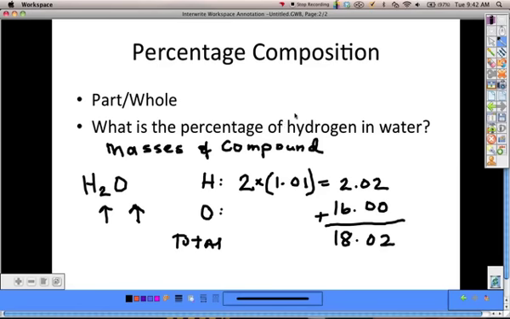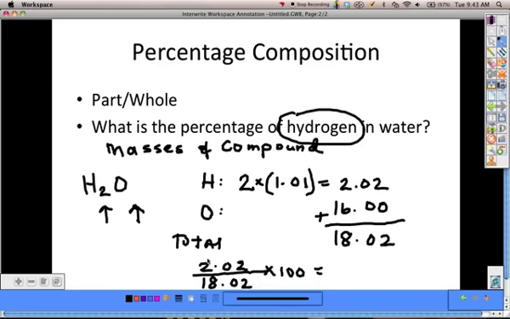Now if I'm looking just for the percentage of hydrogen in the water, I do part over whole. So I have 2.02 divided by 18.02 multiplied by 100. And with 3 sig figs, because that's my lowest number of sig figs, I get 11.2%. So 11.2% of water by mass is hydrogen. The rest of it's oxygen, which makes a lot of sense because oxygen is much bigger than hydrogen.